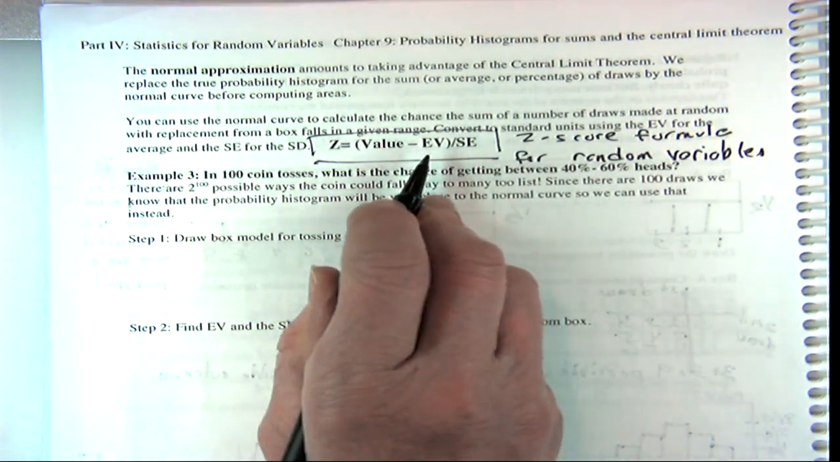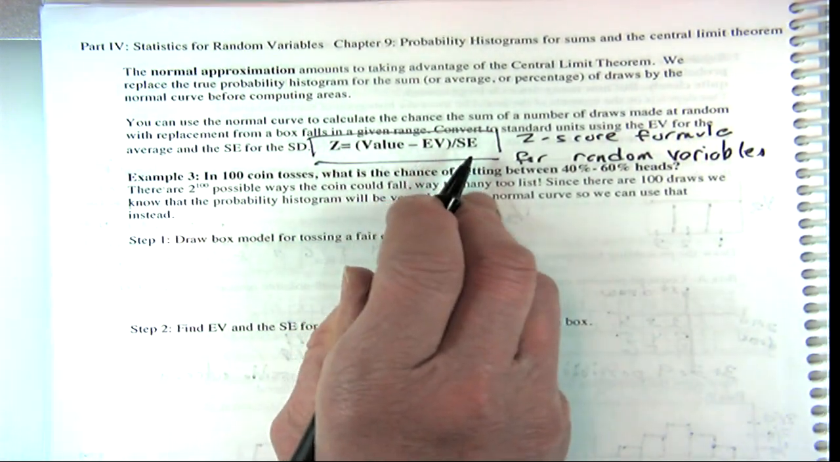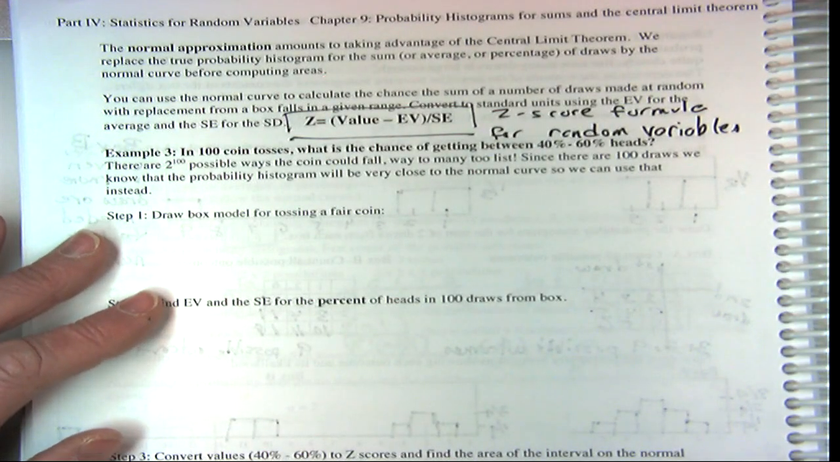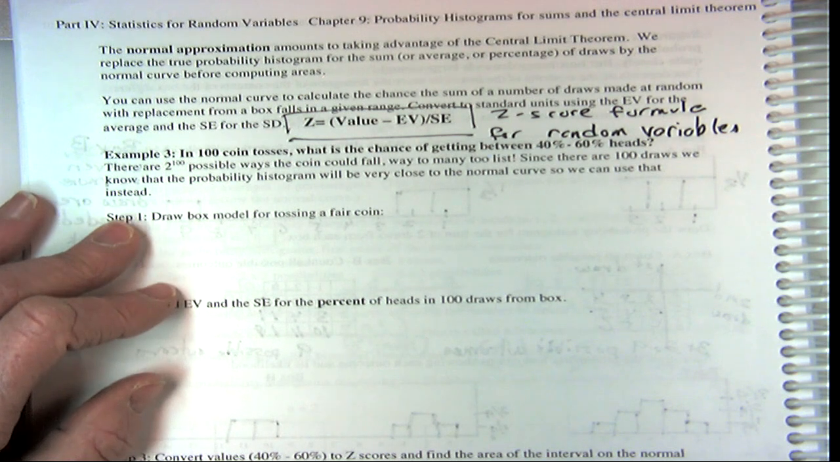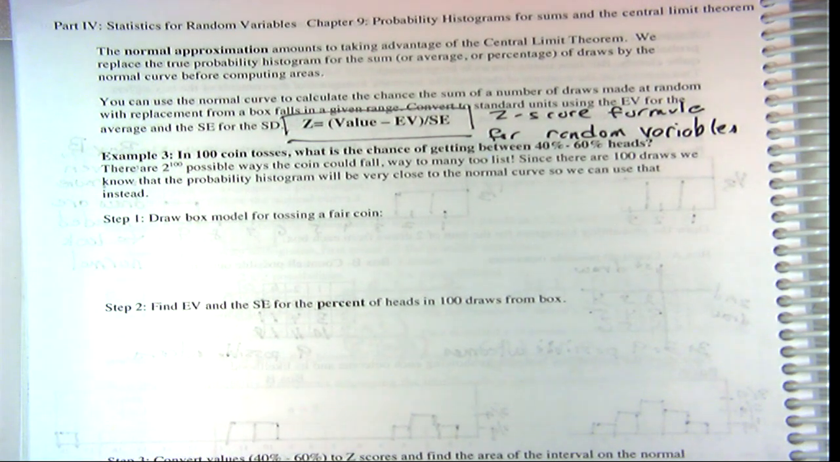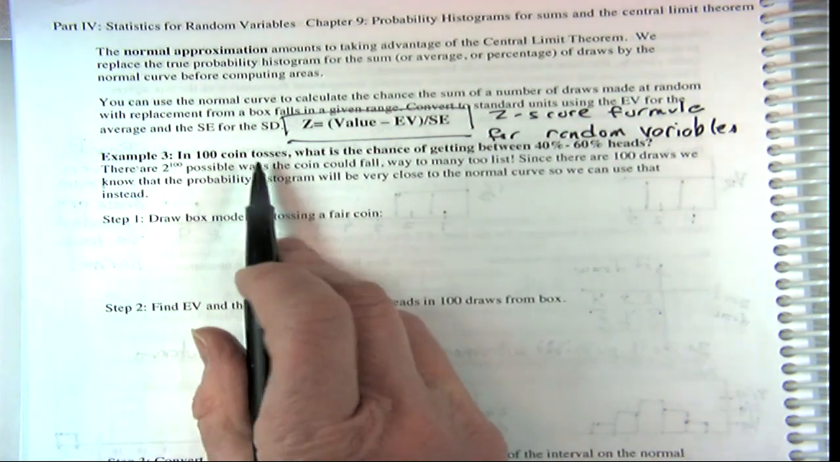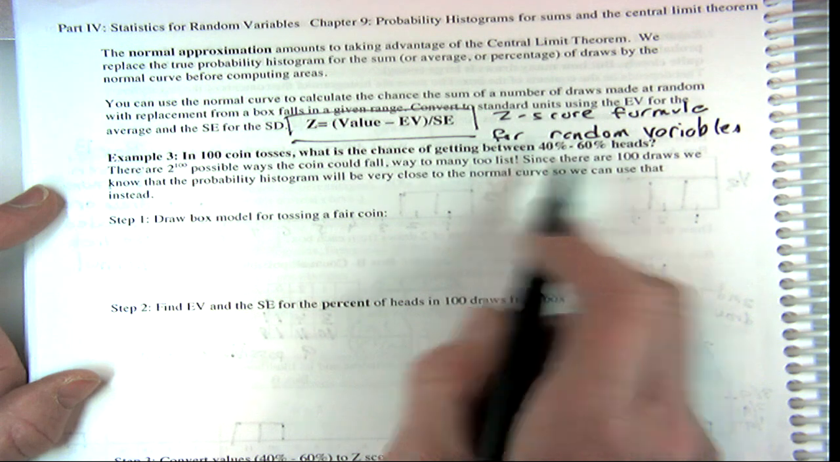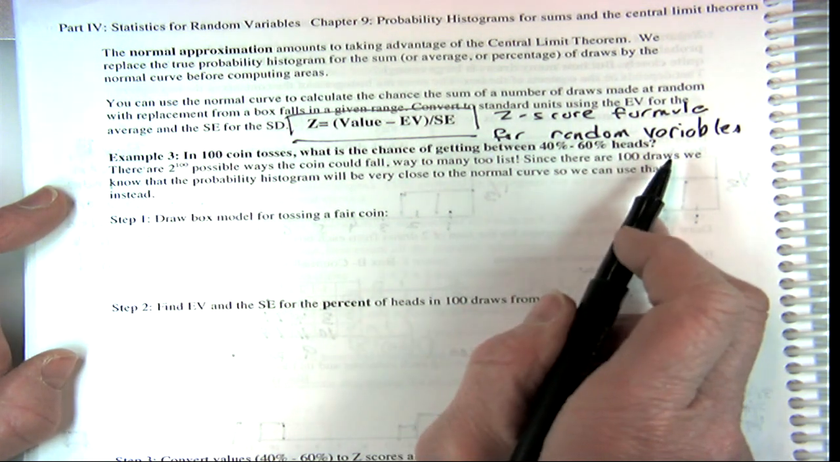The expected value replaces the average, and the standard error replaces the standard deviation. So we can do an example here, and we can use this as long as we have enough draws so that the histogram looks normal. So in 100 coin tosses, what's the chance of getting between 40 to 60% heads?